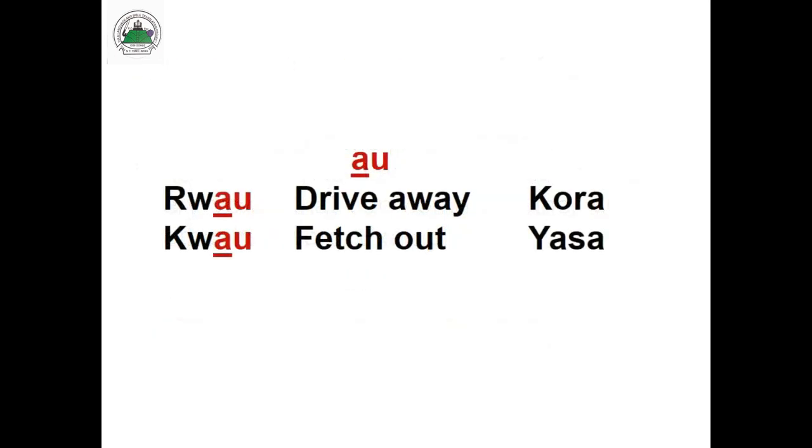Here is another diphthong of different vowels. We have one of our new vowels coming together with our vowel u in a word. Now we have an example there. The example there is row. It is pronounced row, which means drive away in English, kora in Hausa. Another example there we have is quo. It is pronounced quo, as in the word fetch out in English, which is also yasa in Hausa.